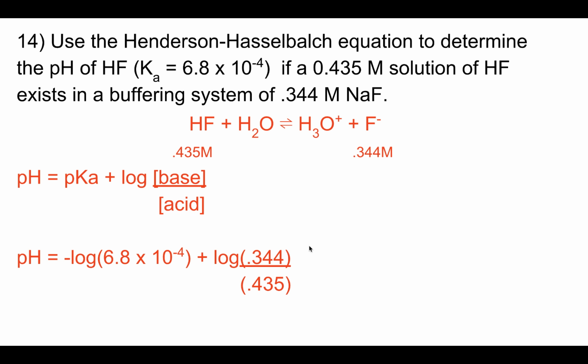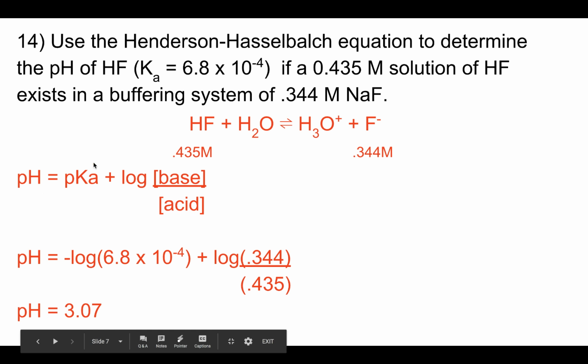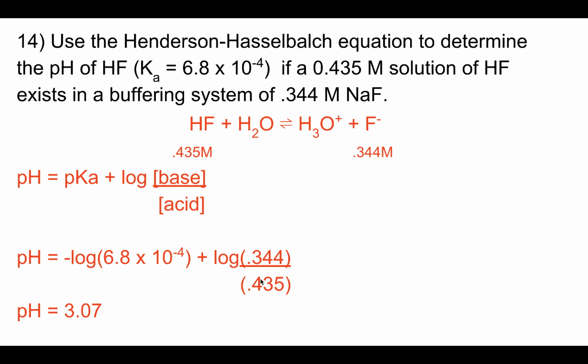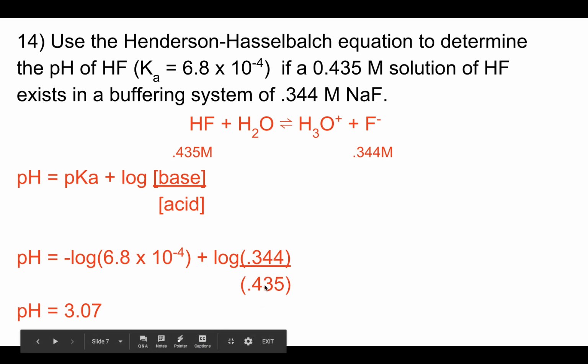So from there, it's just a math problem. Being careful with your calculators. I got a pH of 3.07. Now remember, you guys, a buffer works best right near where the pH is equal to the pKa. And then this part here, this log of 0.344 over 0.435, as we use a little bit of one, the other one adjusts. And so that's how our buffer works, by kind of keeping this variable here pretty constant. It doesn't affect our pH a ton.